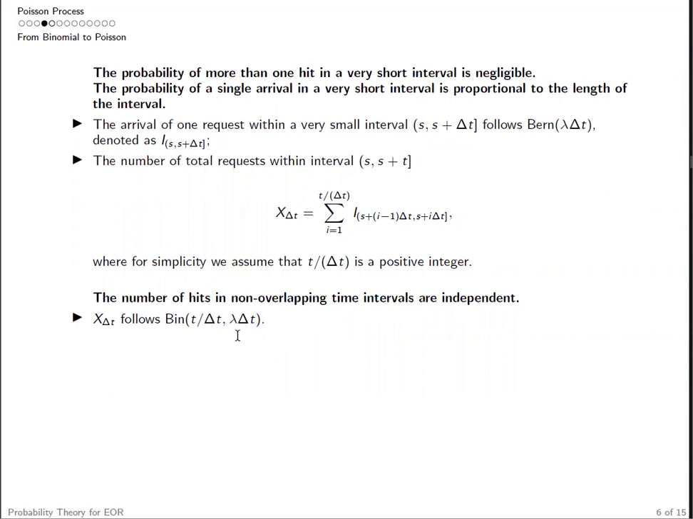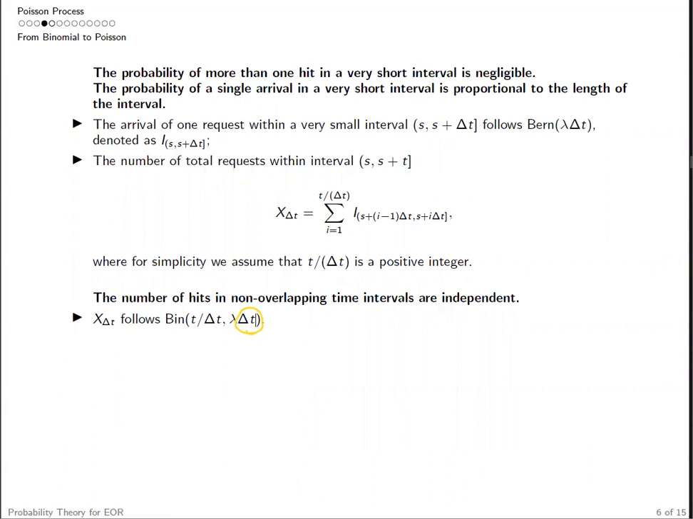How many indicator functions do we have? It is t over delta t, right? Here we always assume t over delta t is a positive integer. Now we have this distribution, okay? It follows binomial with t over delta t trials, and the success rate is lambda delta t. However, it still looks a little bit peculiar to have this delta t here, right? Because we assume delta t is an arbitrarily small number. How do we model that?